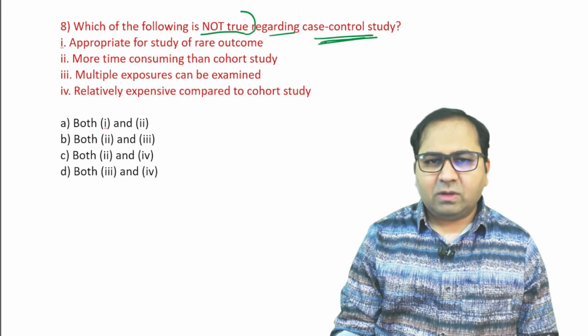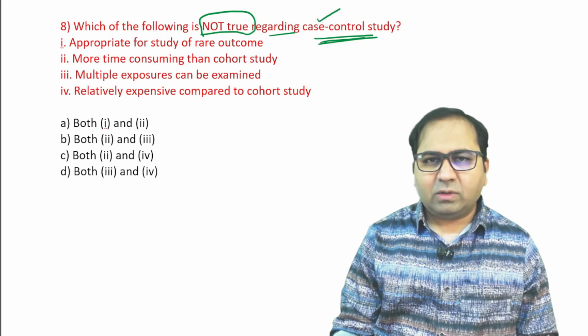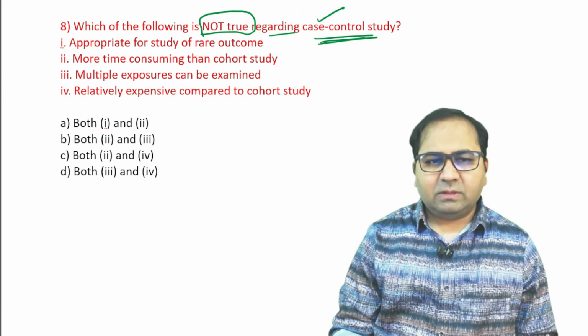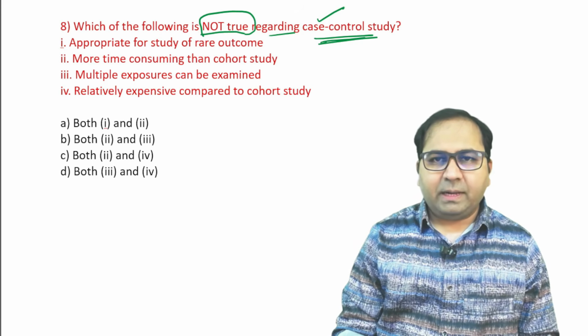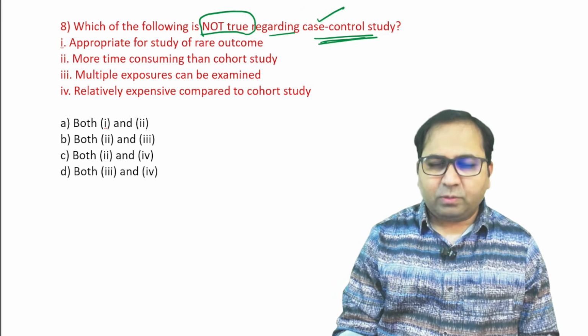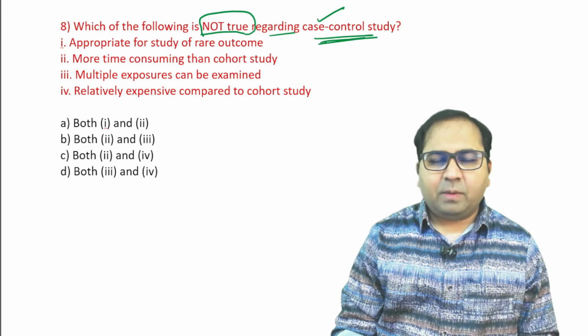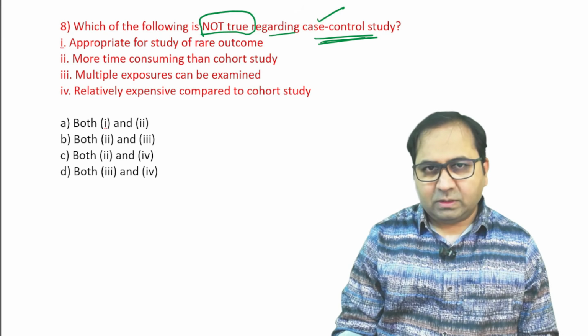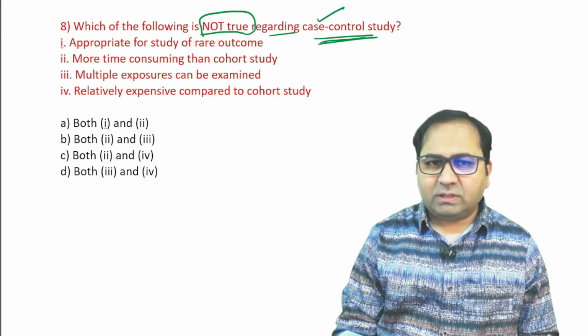So which of the following is not true regarding the case control study? The options are as follows. Option A, that both statement number 1 and 2 are not true. Option B, that statement number 2 and 3 are not true. Option C, that both statement number 2 and 4 are not true. And option D, that statement number 3 and 4 are not true. So what is the answer for this question?